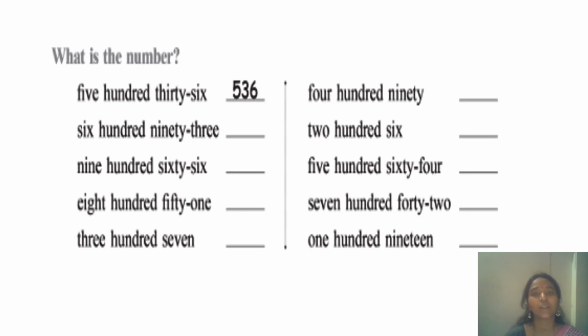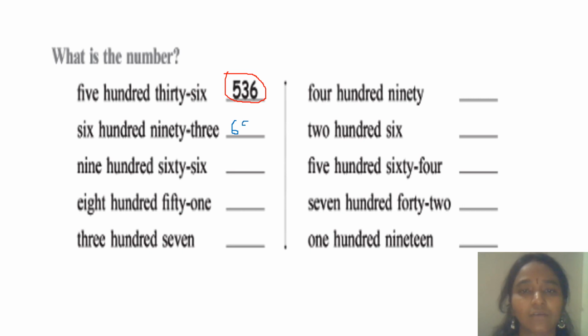This is called standard form or a short form of a number. See, this is called the standard or a short form of a number. What is the first one? 536. Okay. It is already given for you. We'll go to the second one. What is it? 693. So, under hundreds 6, 90 and 3. You should write like that.